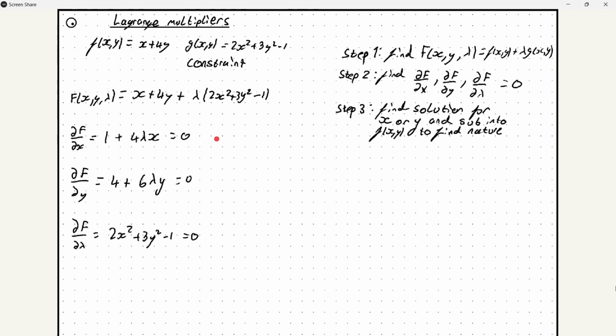Here, I can rearrange for x. So minus the 1 over and divide by the 4 lambda. We get minus 1 over 4 lambda. Here I will rearrange for y by minusing the 4 over and dividing by 6 lambda, and this actually cancels down a little bit to 2 over 3 lambda.